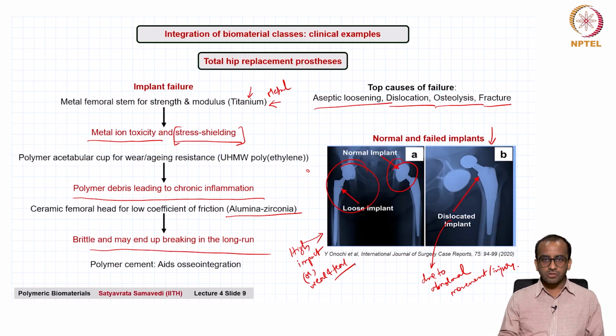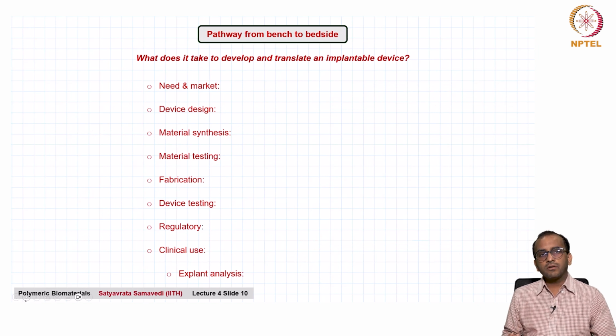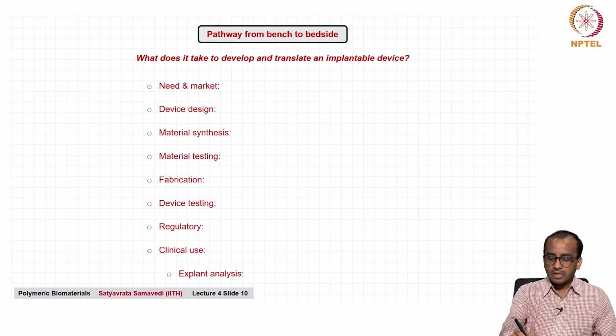So, it is important for us to understand some of these as we design biomaterials as part of devices that can function in a specific application. So, before we conclude, we will look at now what it takes from taking a biomaterial in the lab to fabricating it as part of a device, medical device that can eventually be implanted as part of clinical translation. So, this is what we call the bench to bedside pathway or lab to clinic pathway.